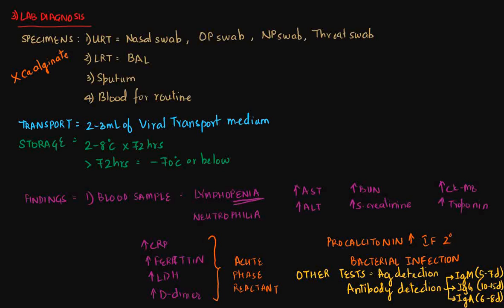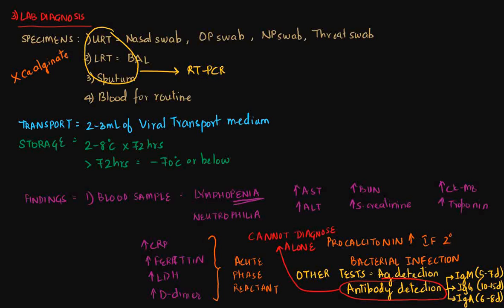Now, serology alone cannot be used for the diagnosis of COVID-19 infection. It is only used to support the clinical assessment of persons who present late in the illness, when used in conjunction with viral detection tests. On the other specimens, that is the upper respiratory tract, lower respiratory tract and sputum, we usually do RT-PCR to detect the genetic material. Now let us understand the basics behind RT-PCR.